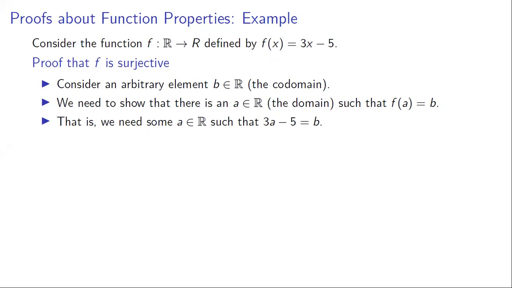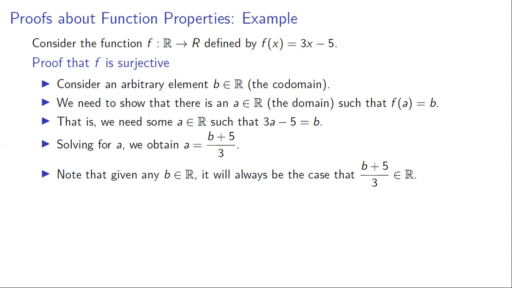Well, that's a very easy algebra equation. I'm not even going to show the work. You can do it very easily on your own. So solving for a, we obtain a is equal to (b plus 5) divided by 3. Okay, great. Now, let's note the following. Given any b in the codomain, in the set of real numbers, it will always be the case that (b plus 5) divided by 3 is also a real number. So in other words, given any b in the codomain, this element will be in R, which is the domain.